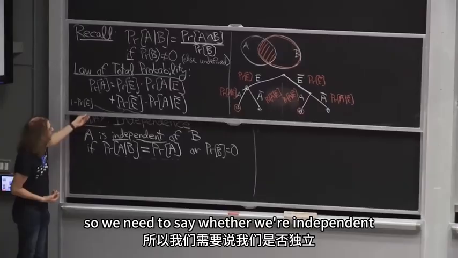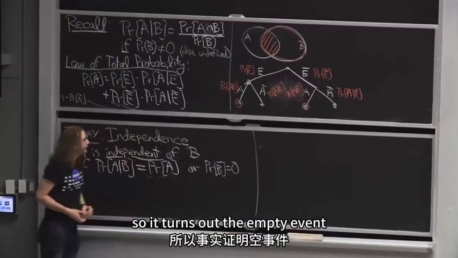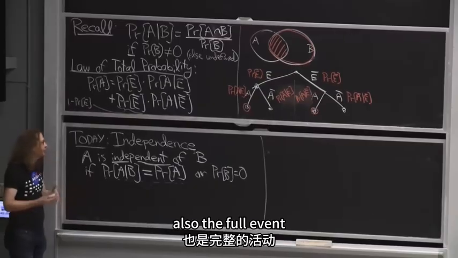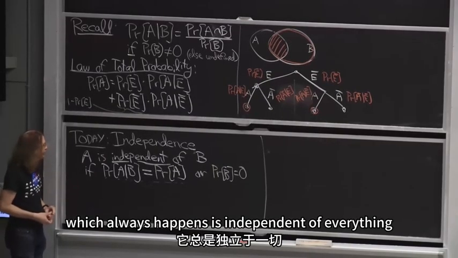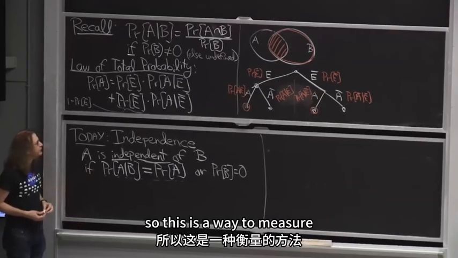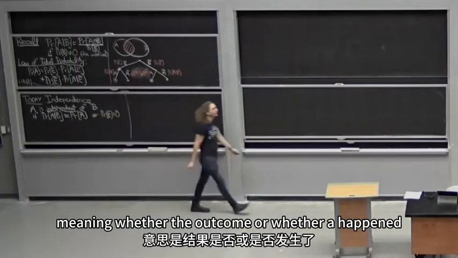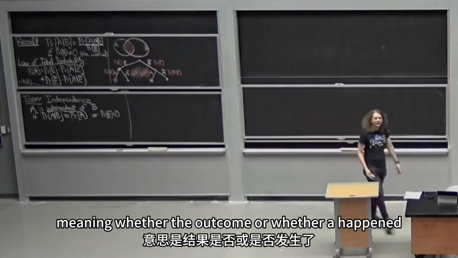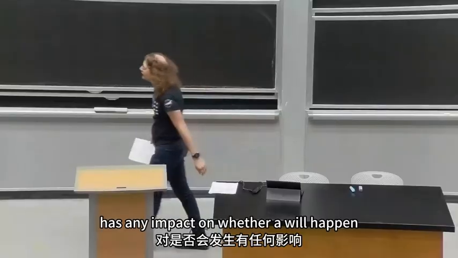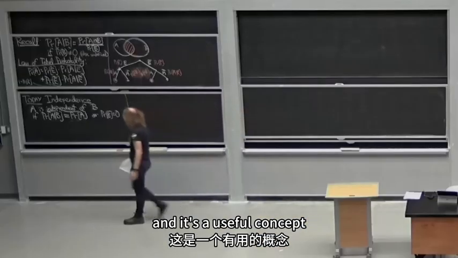So we need to say whether we're independent in that case, and we are. It turns out the empty event, which never happens, is independent of everything. Also, the full event, which always happens, is independent of everything. So this is a way to measure whether two things are independent, meaning whether A happened, whether B happened, has any impact on whether A will happen. That's intuitively what this means. And it's a useful concept.